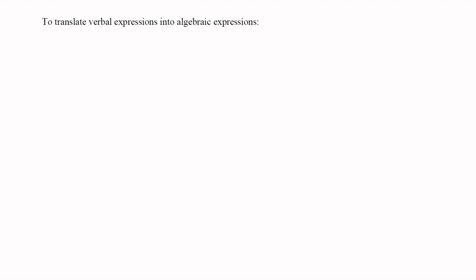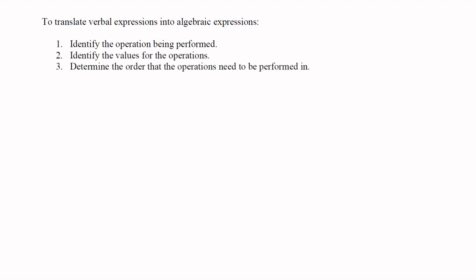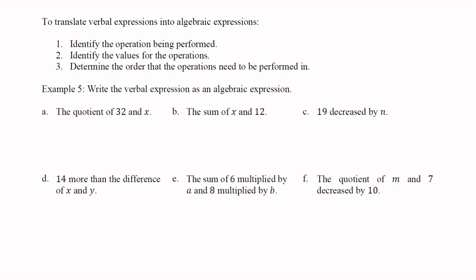To translate verbal expressions into algebraic expressions, you want to identify the operation being performed, identify the values for the operations, and then determine the order that the operations need to be performed in. Okay? So, let's do some examples of this. We're going to write the verbal expression as an algebraic expression. So here we're just going to translate.